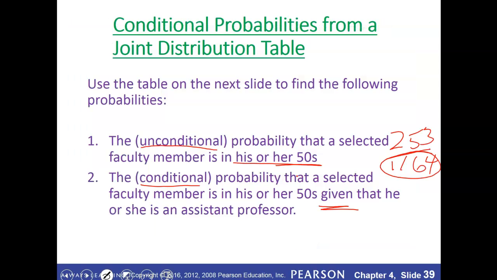So it is going to be 36 out of 320, whatever that is as a percent or whatever that is as a decimal. That's what the conditional probability is. The big thing is that the denominator is different. The denominator is not out of the total number of people. It's out of what is given.